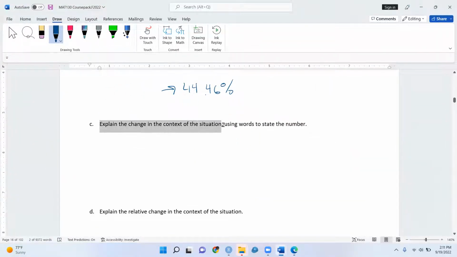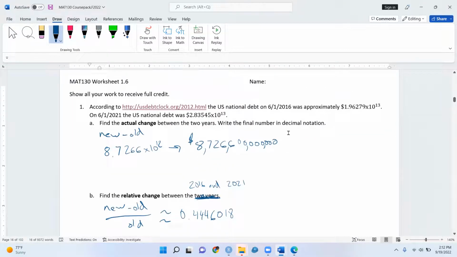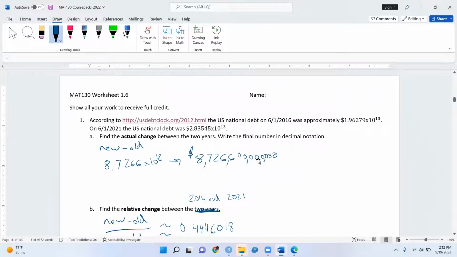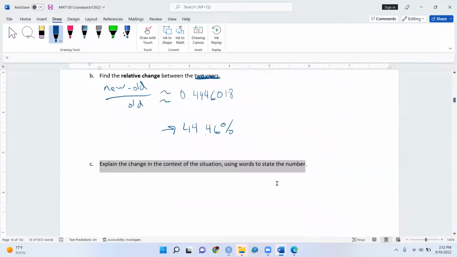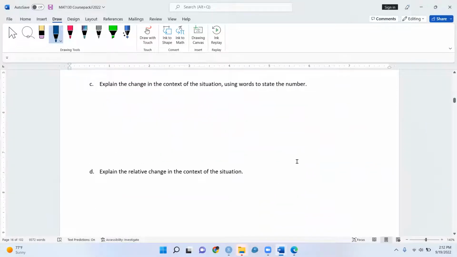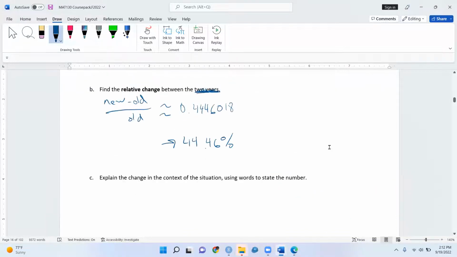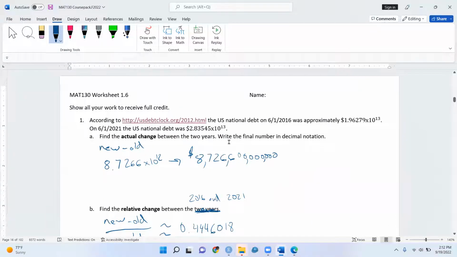Which leads to what you're supposed to do here. You're supposed to explain the change in the context of the situation using words to state the number. That's this number. And you can just say there was an $8 billion increase in debt. And then here you're supposed to explain the relative change in the context of the number. That's the when, what, and how much. And there you're saying that the US national debt has increased 44% from June 2016 to June 2021.